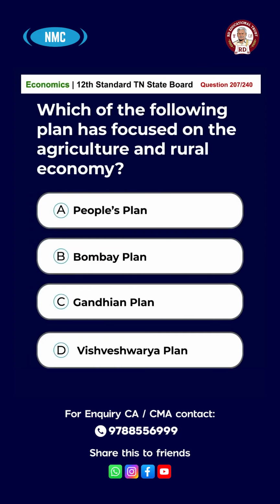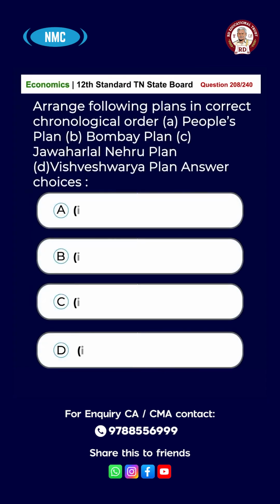Question number 207. Which of the following plans has focused on the agriculture and rural economy? A. People's Plan. B. Bombay Plan. C. Gandhian Plan. D. Vishveshwaraya Plan. The answer is option C. Gandhian Plan.